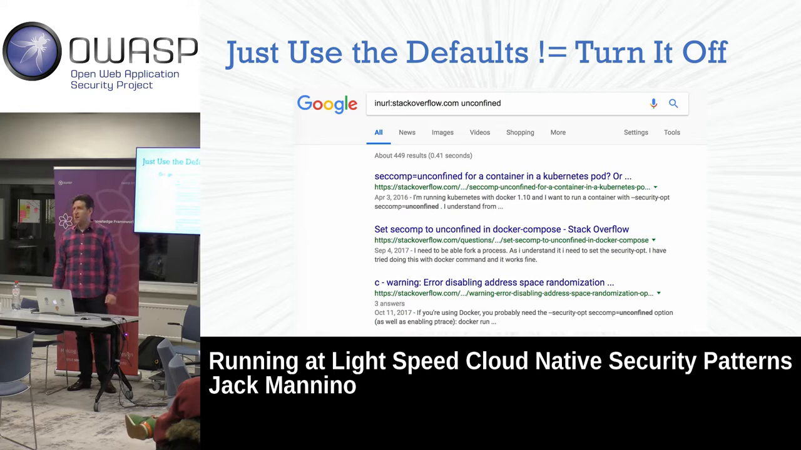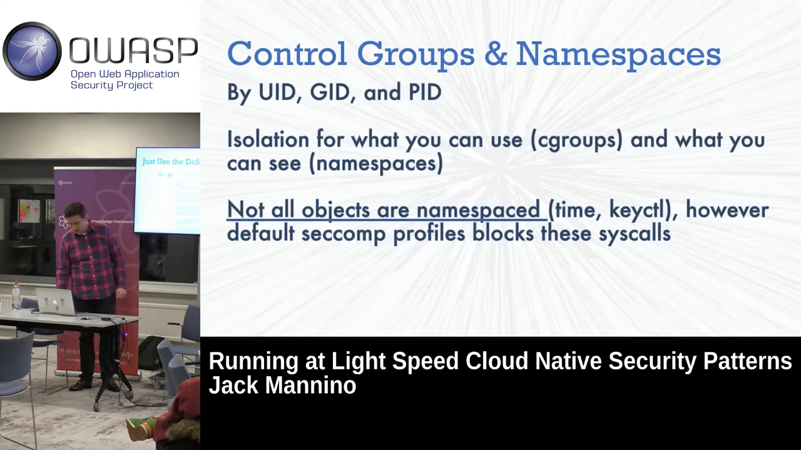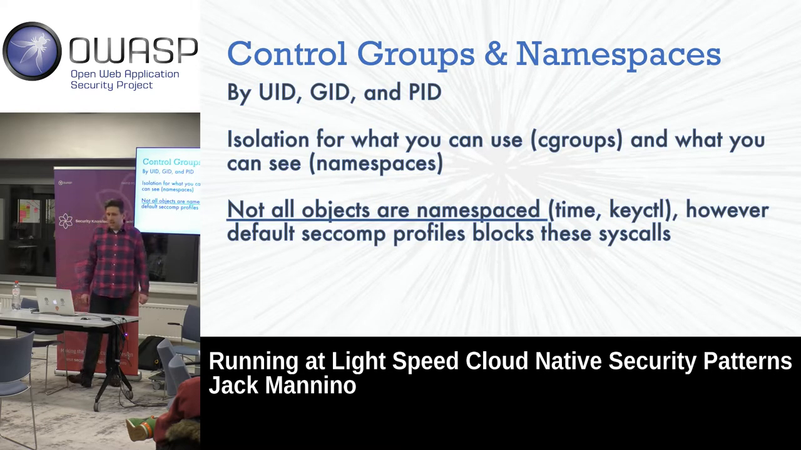If the defaults are there, more often than not, they won't break your application. So if you're using the default AppArmor profile for Docker, it probably doesn't break most applications. You might have a special snowflake that needs some super privs, but more often than not, your application's not that special. And what we get is control groups.